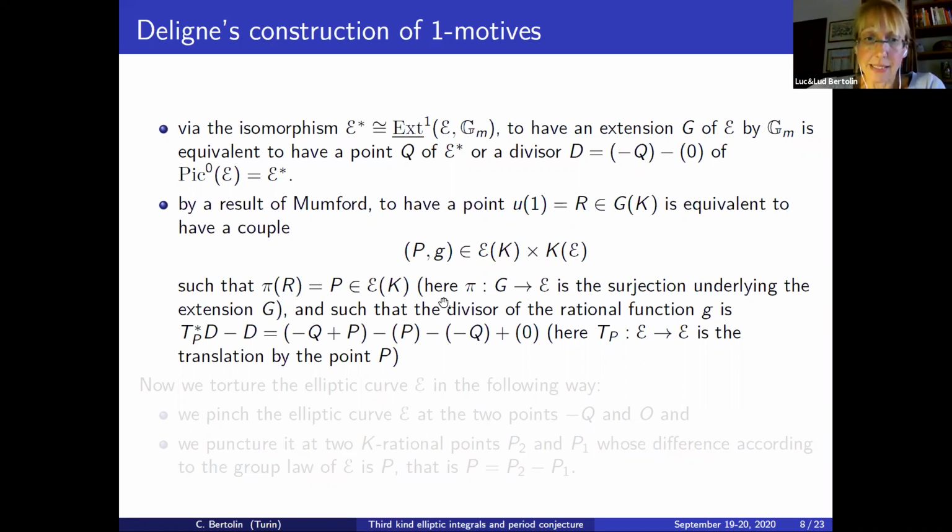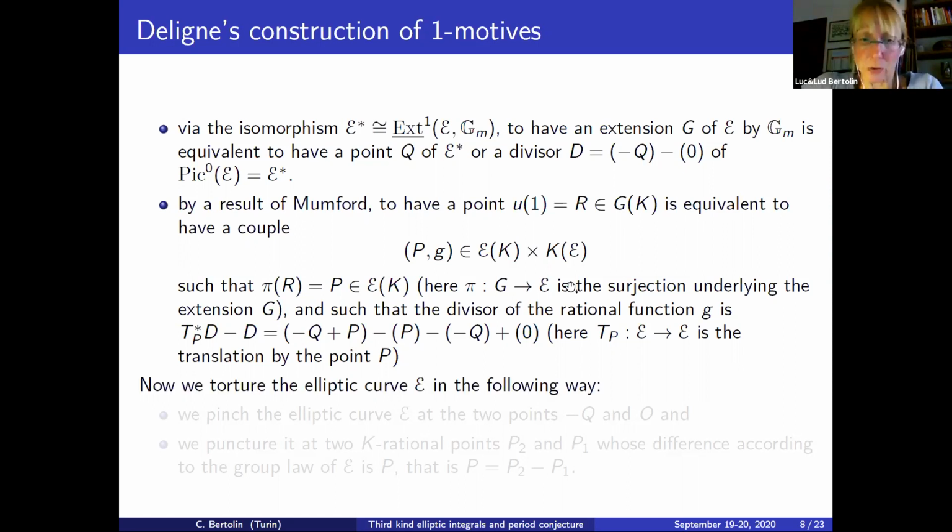And the rational function g is a rational function such that the translate by P of the divisor minus Q minus 0 is minus Q plus P minus Q plus 0. So to have a point R in the semi-abelian variety is just to fix a point in the abelian variety and this rational function.